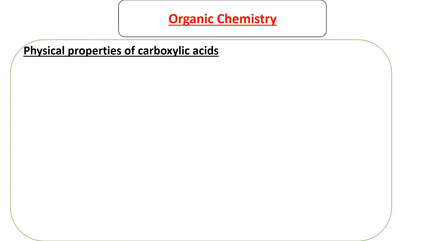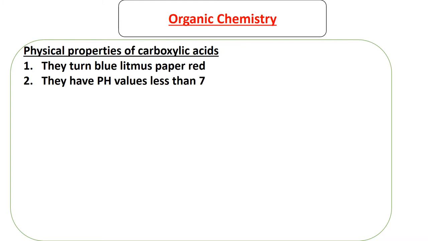So what are some of the physical properties of carboxylic acids? Carboxylic acids have the same physical properties as any other acids, such as their ability to turn blue litmus paper red. They have a pH value which is less than 7, just like any acid. They also have a sour taste, just like any acid.